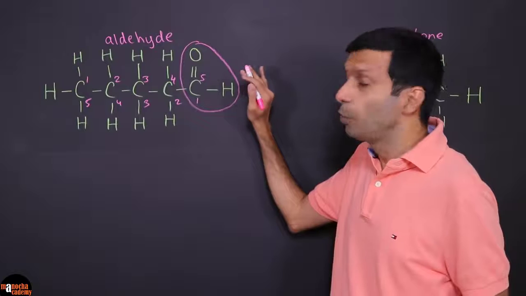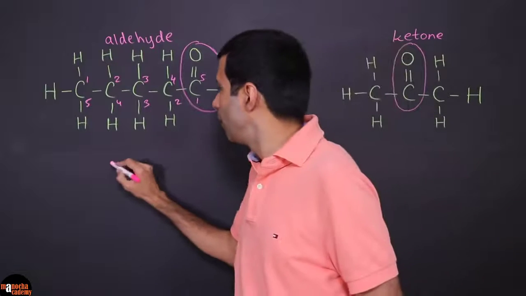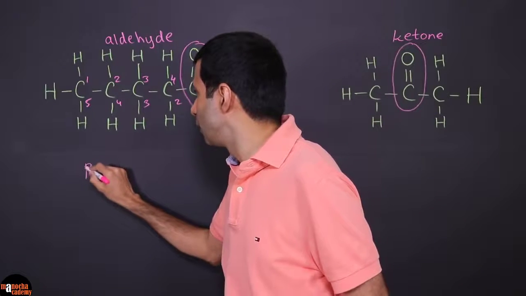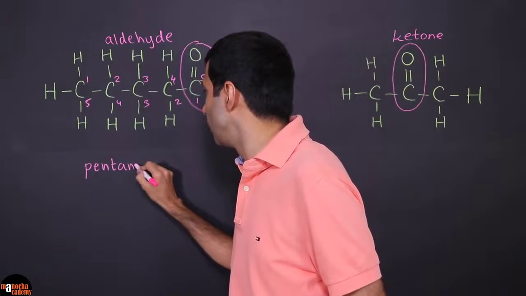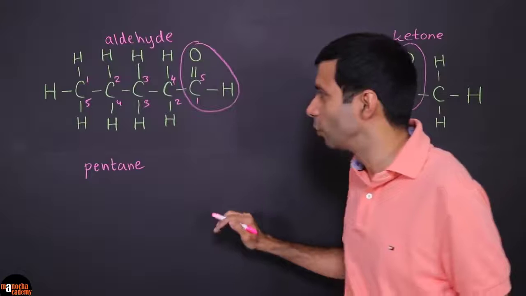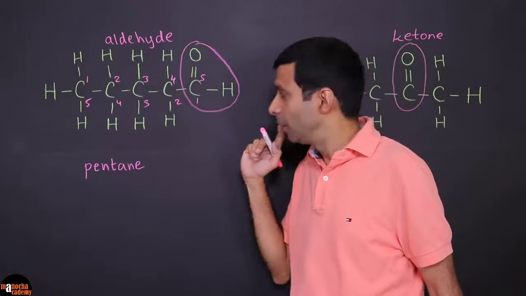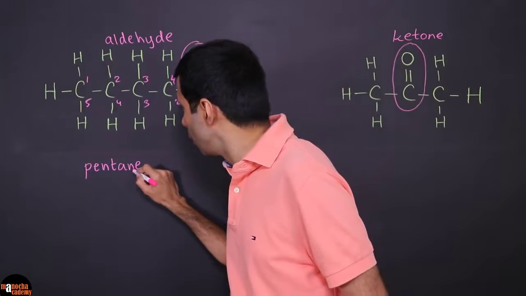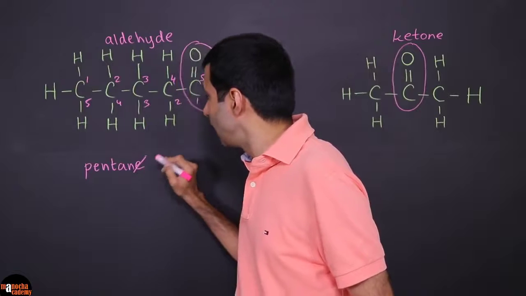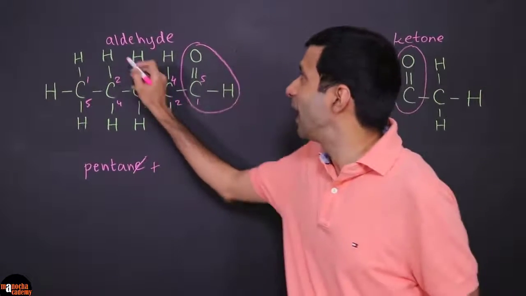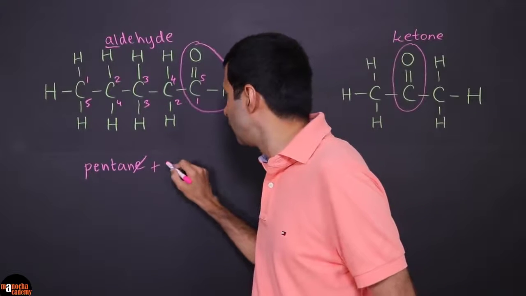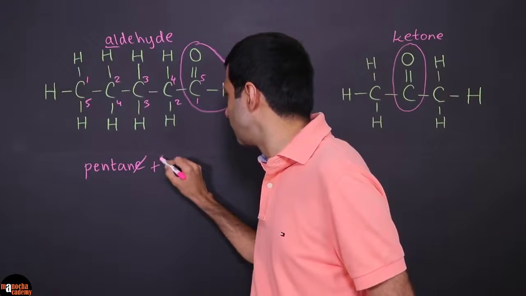So if this functional group wasn't there, it would have been a pentane, right? The compound would have been 5 carbon pent, and only single bonds are there if we ignore the functional group. So it would have been pentane. But the rule is to delete the E and add the suffix in the name for this functional group. And it's an aldehyde, so we add the Al to it.